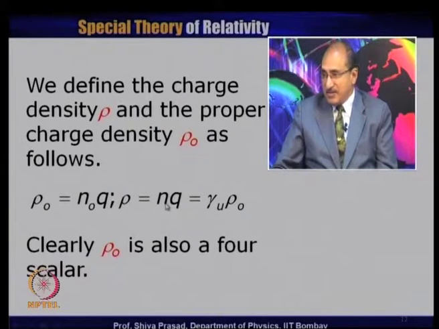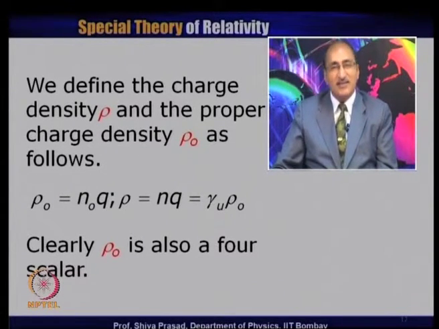And because, as we have discussed, n is equal to gamma u n naught, this equation for rho can be written as gamma u rho naught. Since this is n naught q, I can write n as gamma u n naught, and absorbing q, this becomes rho naught. So rho, the charge density in a particular frame of reference, can be written as gamma u rho naught.